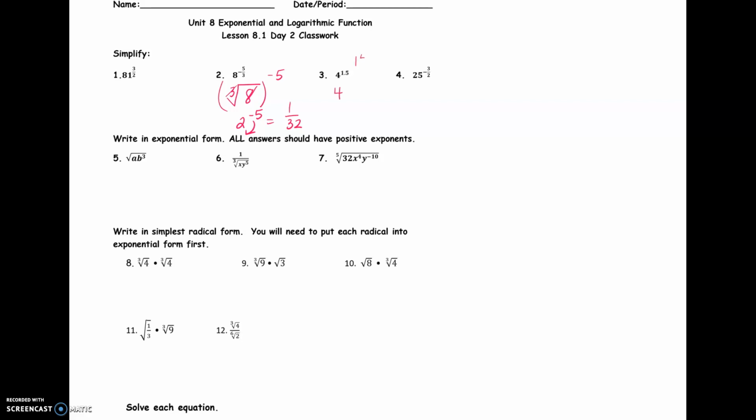Remember, 1 and 5/10 looks like this, which is 1 and 1/2, which is equivalent to 3/2 as an improper fraction. This now I'm turning into radical form. This becomes the square root of 4 cubed. Square root of 4 is 2, and 2 cubed equals 8. So for your assignment in this section, I want you to do 1 and 4.